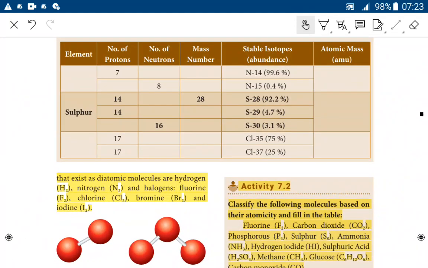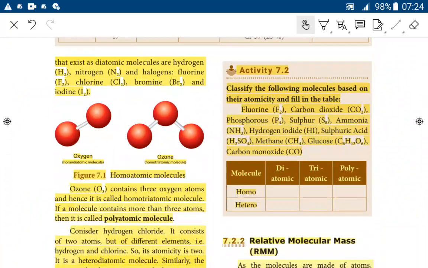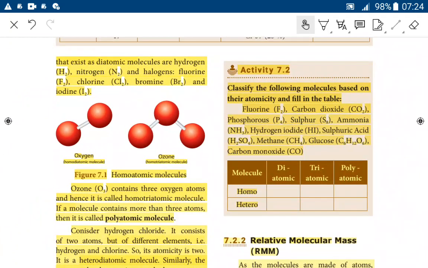Also, how to find out the average atomic mass of isotopic elements like nitrogen, sulfur, chlorine using the given formula. And the activity 7.2 is given on how to classify the molecules based on atomicity.